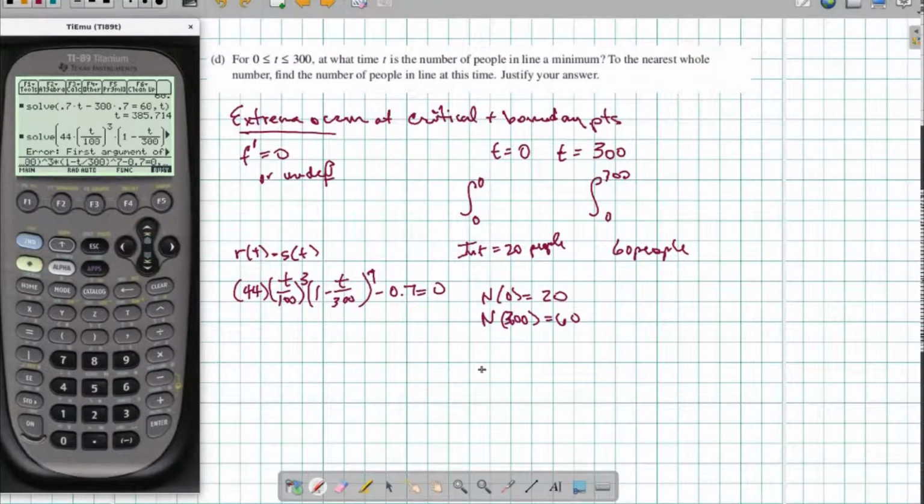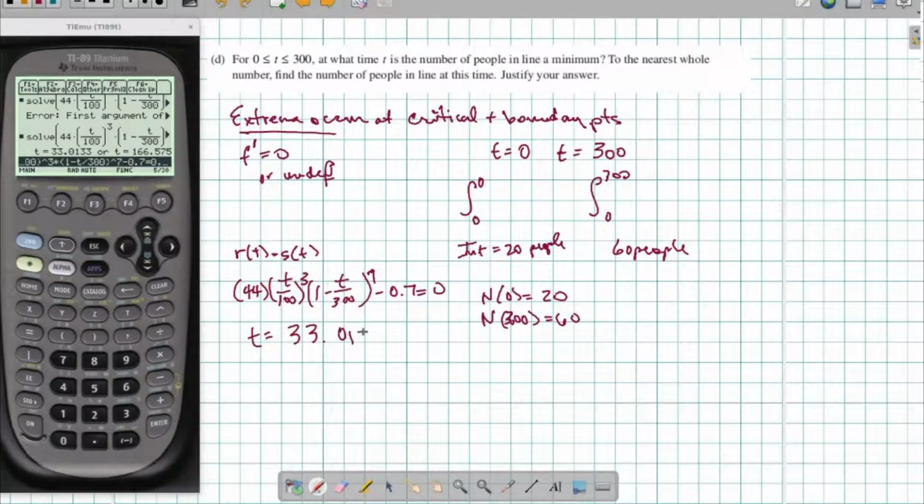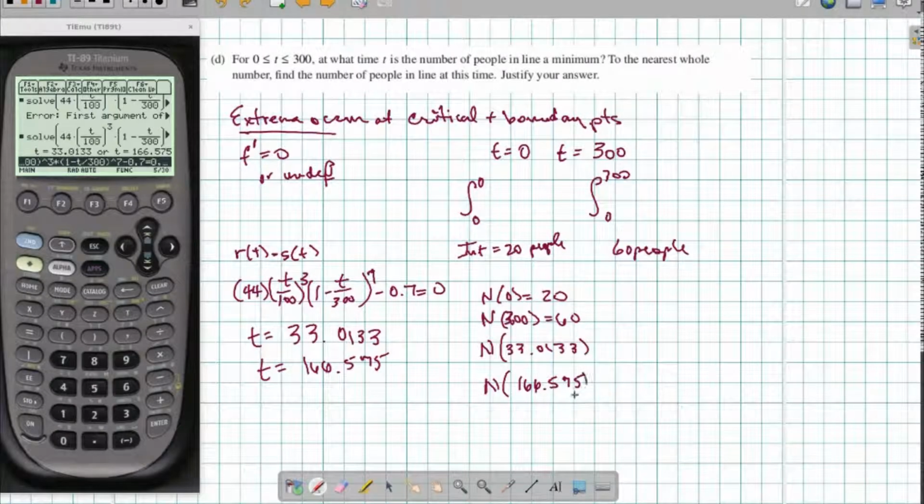I've already done this, though, and I'm going to tell you that they occur at t equals 33.0133 seconds, and t equals 166.575 seconds. Oh, look, it's already got that up. Great. So now what I need to do is figure out what n of 33.0133 is, and what n, the number of people, is at 166.575. And that means I need to evaluate these integrals again.